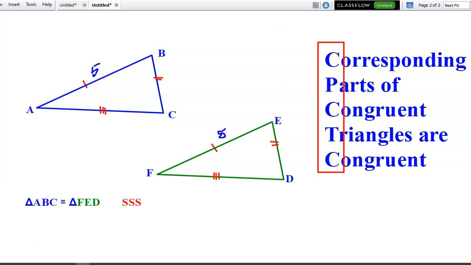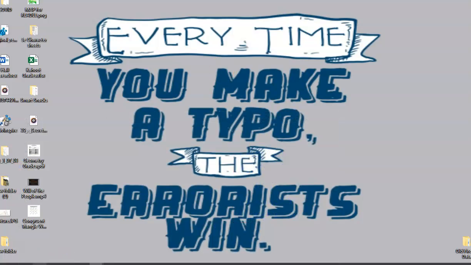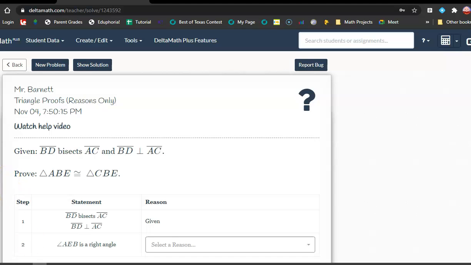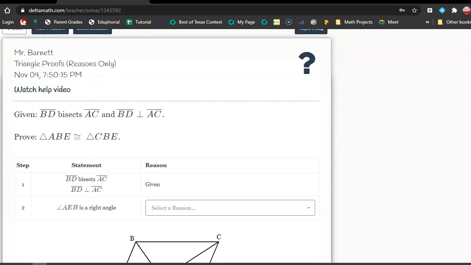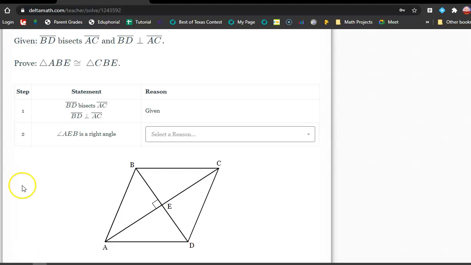All right. Okay, so I am going to come over here and pull this up. Here we go. I am given some information about the shape here. I am given that segment BD bisects segment AC. I am also told that segment BD is perpendicular to segment AC. I want to prove that these two triangles are congruent. Triangle ABE, which is this little triangle here, is congruent to triangle CBE. Where's CBE? CBE is this triangle here.